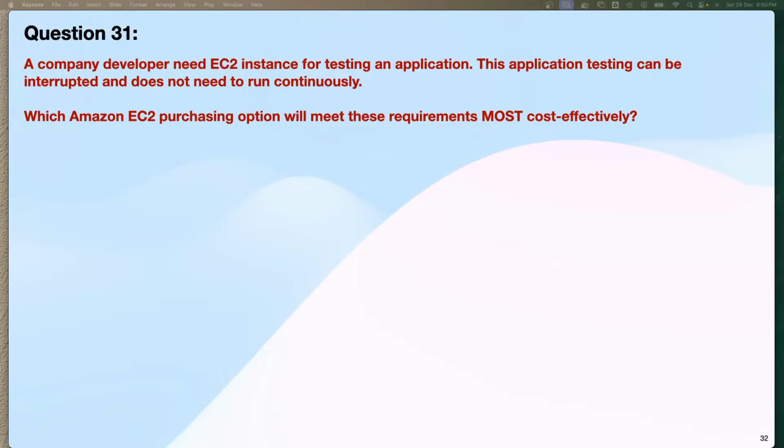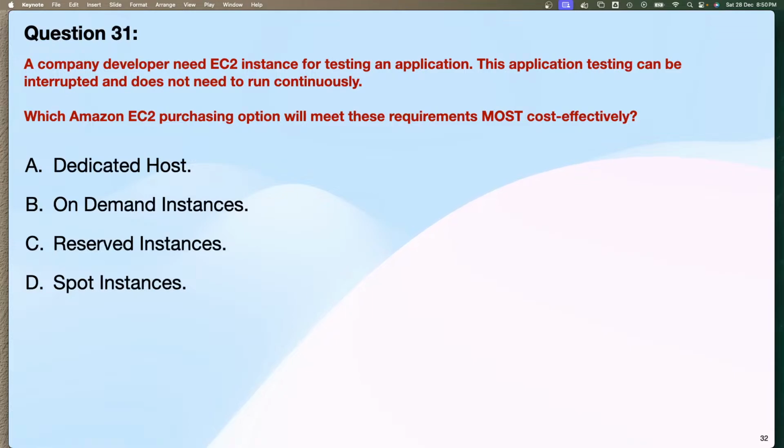So question number 31. A company developer needs an EC2 instance for testing an application. The application testing can be interrupted. So remember these words, okay, it can be interrupted. So it doesn't need to run continuously. Which purchase option will meet these requirements? This also we discussed during our video course and we had similar questions. There is a possibility the questions could repeat the concept they might be testing in the exam. And these are the realistic questions that will come in your exam for Cloud Practitioner.